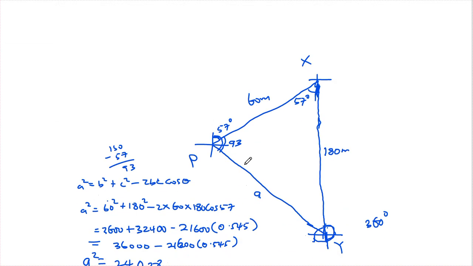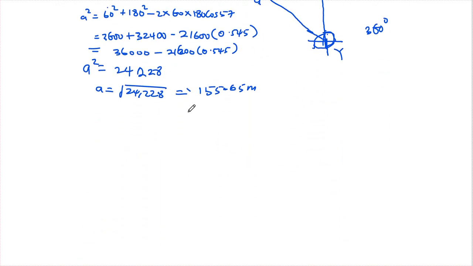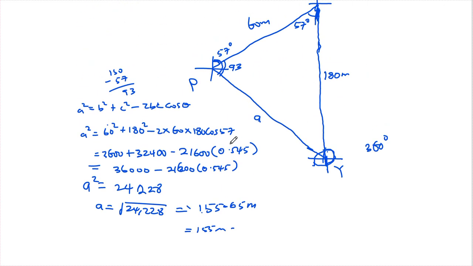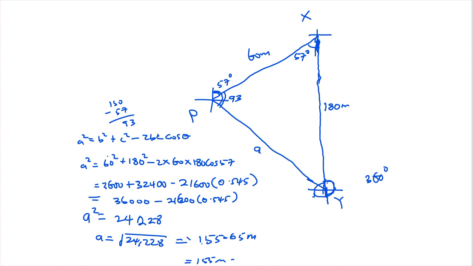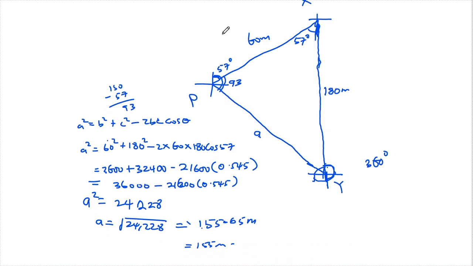So this is going to give us 24,228. So if A squared is 24,228, that means A is the square root of 24,228, which gives me 155.65. So the answer is 155.65 meters. The question says we should leave our answer in three significant figures. So to three significant figures, it should be 155 meters. So that's the answer to that question. Yeah, this is quite interesting.